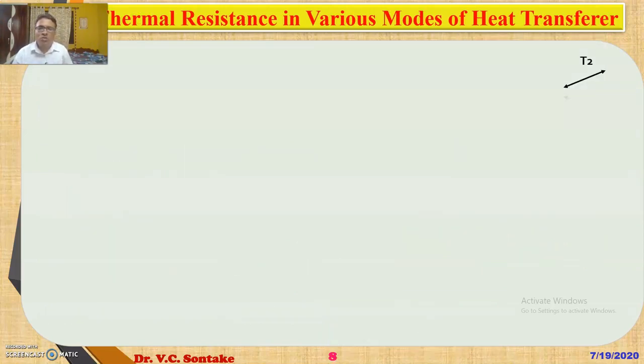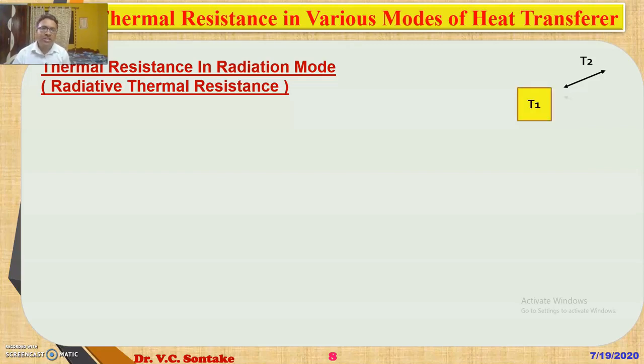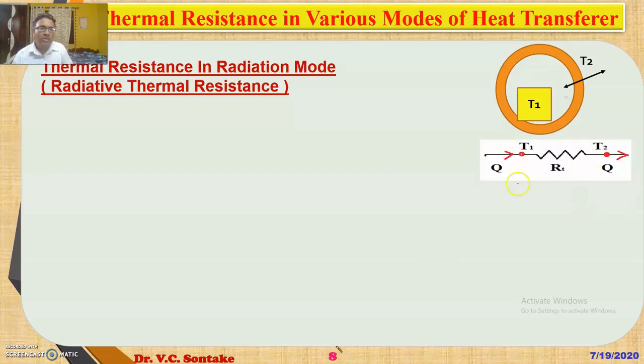Now let us move on to the radiation mode of heat transfer. Thermal resistance in radiation mode. It is also called radiative thermal resistance. To deduce the expression for radiative thermal resistance, let us consider a body at a surface temperature T1 completely surrounded by another body at surface temperature T2. Once again, for the sake of explanation, I am considering T1 is greater than T2. So heat transfer by radiation will take place from body 1 to body 2.